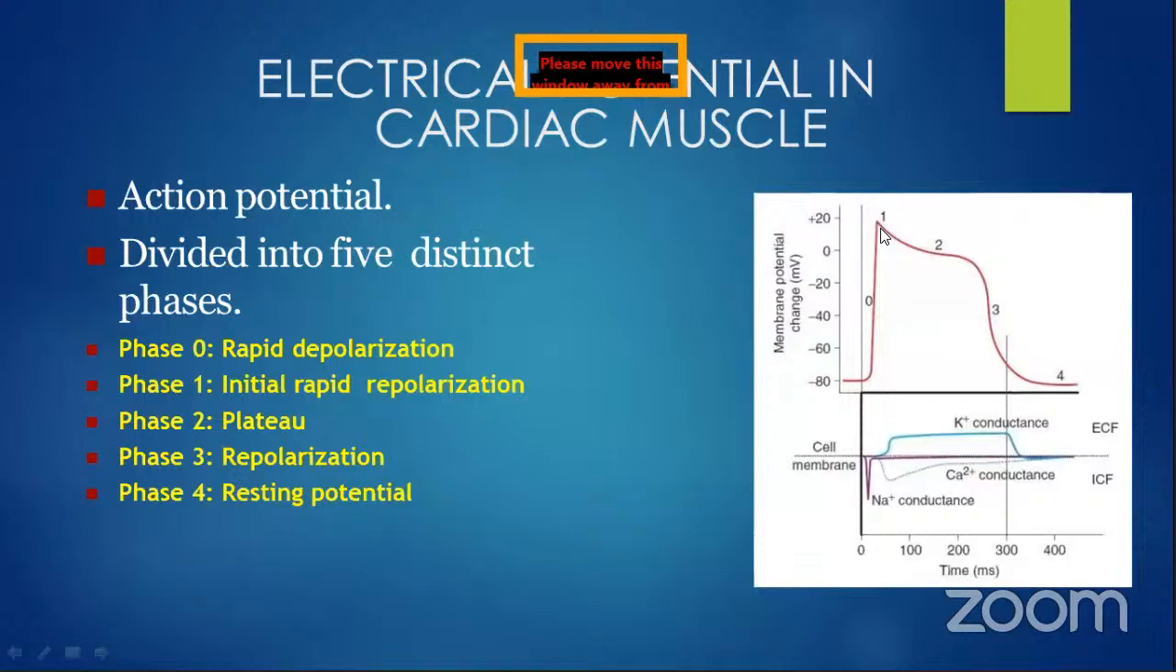So these are the phases of action potential of cardiac muscle. Phase 0, rapid depolarization. Phase 1, initial rapid repolarization. Then there is a plateau phase. Then phase 3 is repolarization, and phase 4, that is resting potential. Hope the phases are clear to you. Cardiac muscle action potential is divided into 5 distinct phases: phase 0, phase 1, phase 2, phase 3, and phase 4. Now we'll see each of them.